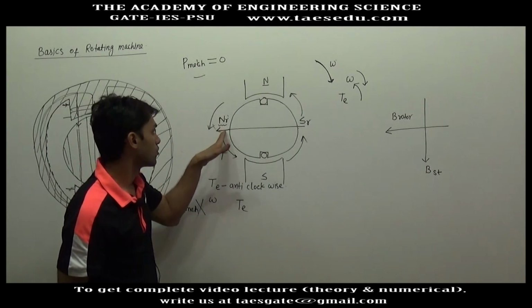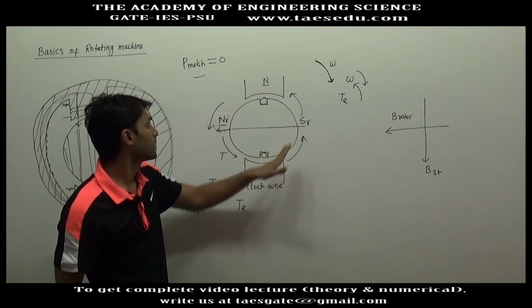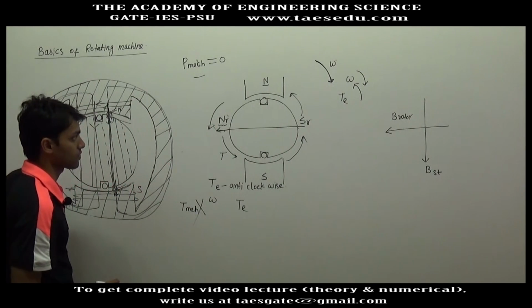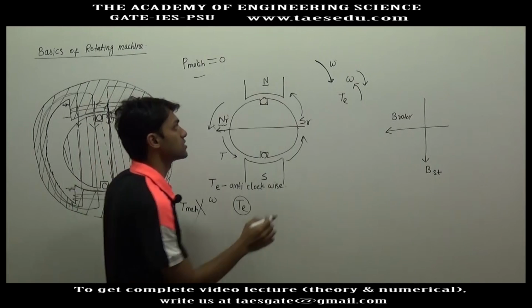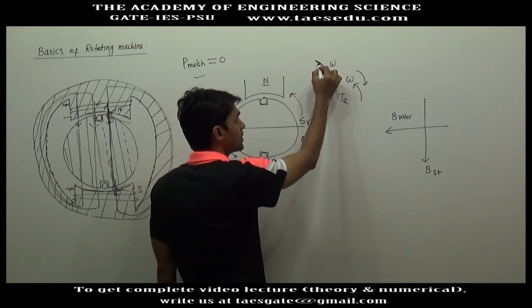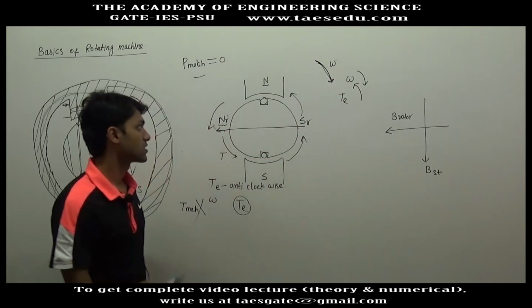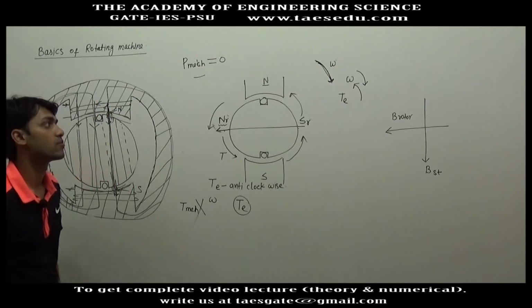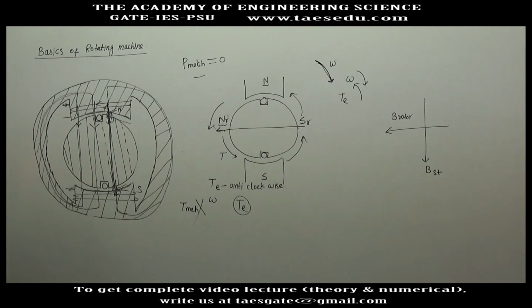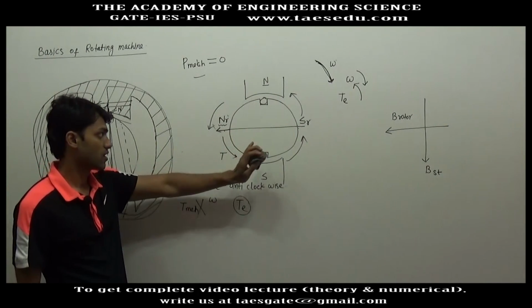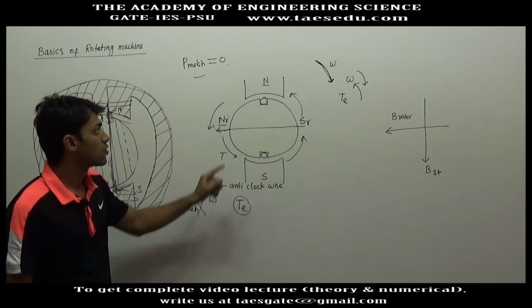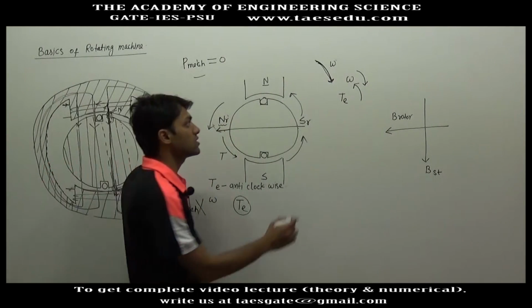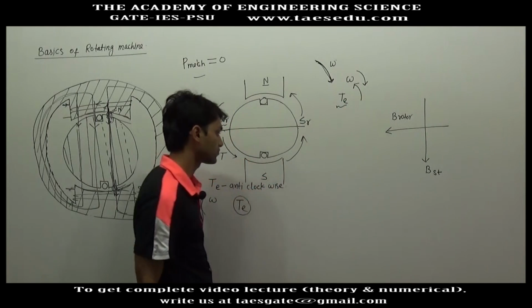There will be production of north pole and south pole. So there will be an electrical torque which will oppose the speed of the rotor. So after some time the rotor will stop rotating, despite the fact that there is no friction. We have already assumed there is no friction, but still the rotor will stop rotating due to this electrical torque.